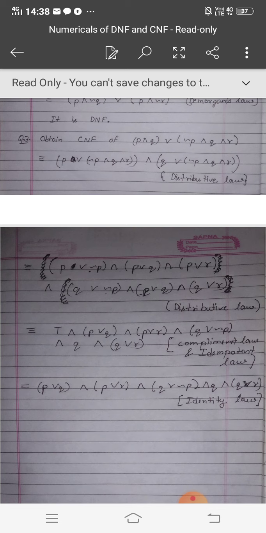Afterwards T and P or Q will be replaced by identity law as A dot 1 is equal to A. So here it will become P or Q and P or R and Q or not P and Q or R. So we can see it is and of ors, means outside the bracket everywhere it is and and inside the bracket it is everywhere or. So it is CNF. In the answer at the last you can write it is CNF, means and of ors, conjunctive normal form, or you can say conjunction of disjunctions.